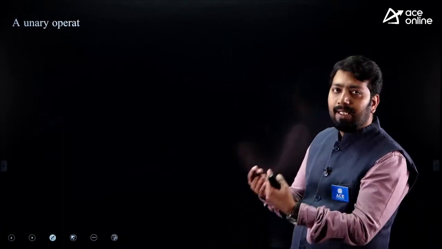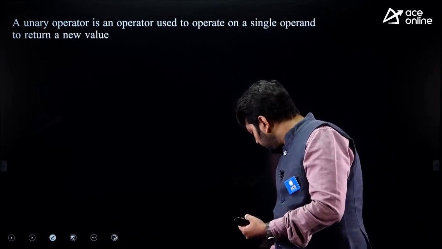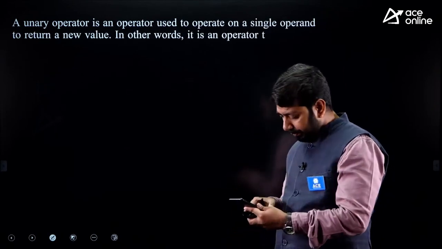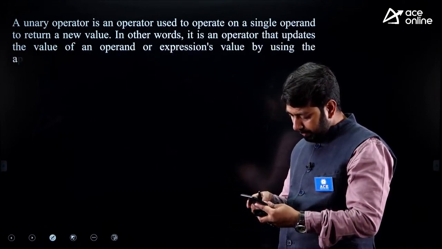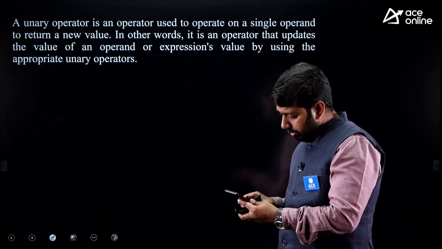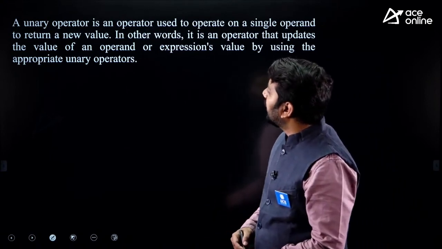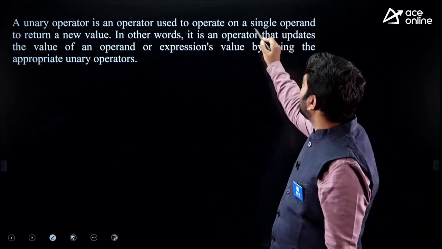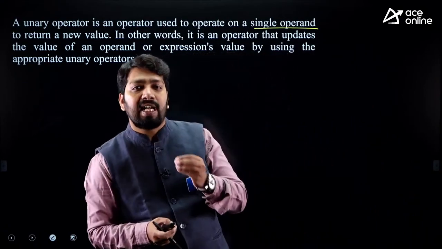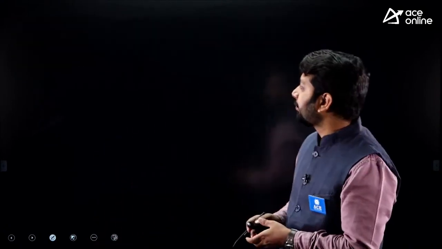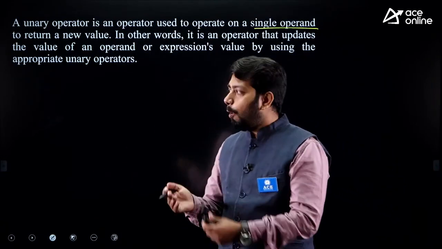Got it? So let's discuss unary operators in detail. Let me see if there is any other comment now. Okay, let me see. Live chat. Welcome, Parathishwar. Okay. So a unary operator is an operator used to operate on a single operand. It doesn't require two operands like arithmetic operators. It requires only a single operand. Fine. So based on the single operand, it performs some operations.